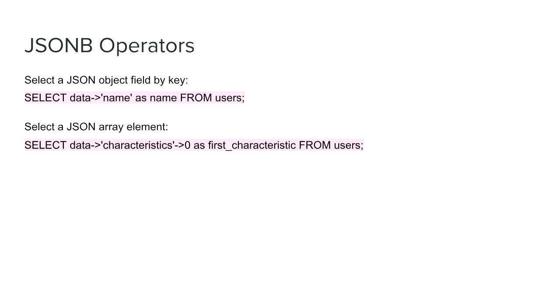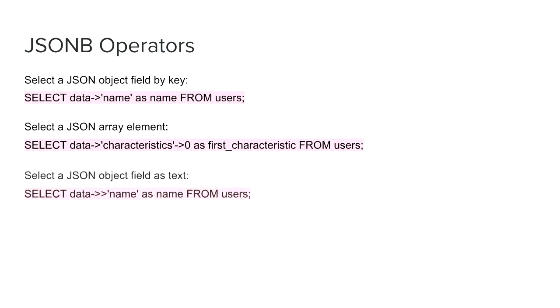Okay, wait, no, I just didn't mention the array element there. So what I did there, I called on the characteristics JSONB array, and I called for the first element of that, and it will return that. But for these four, I'm going to show four examples, and then I'm going to show it to you quickly in PostgreSQL, and we can talk about it then.